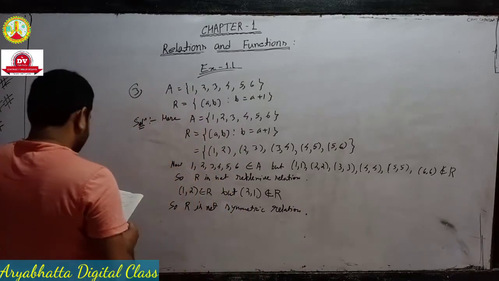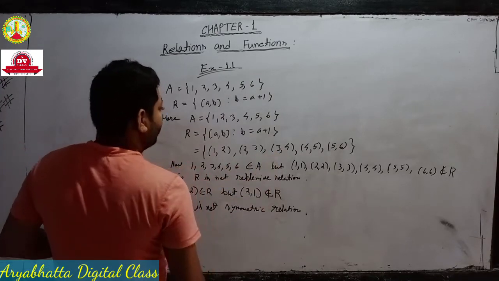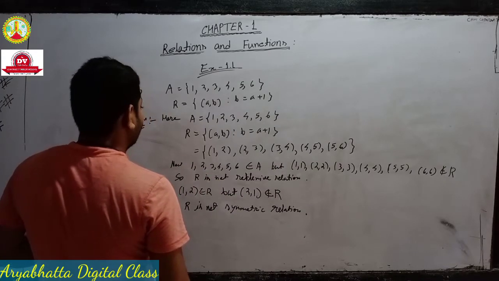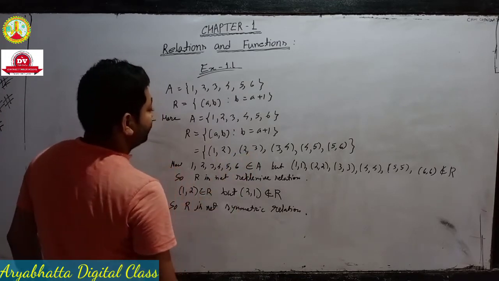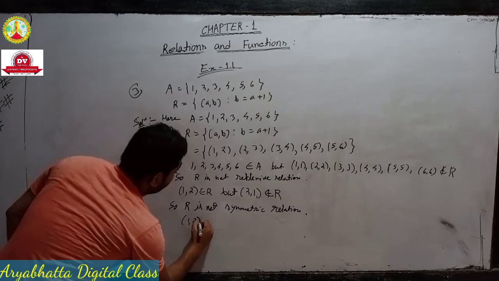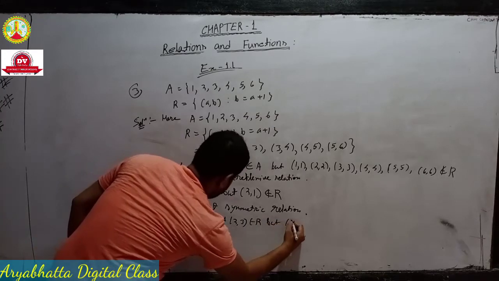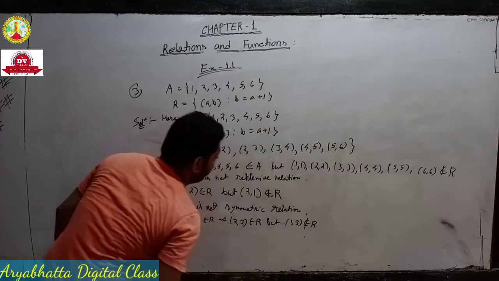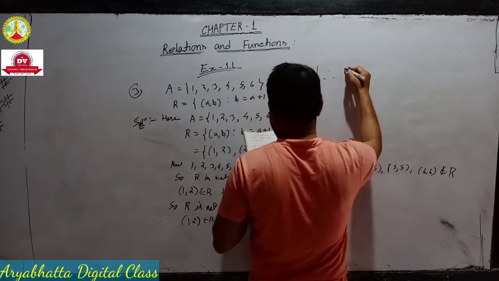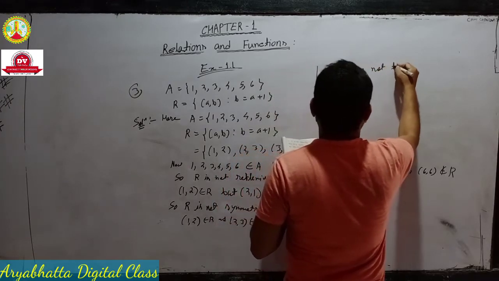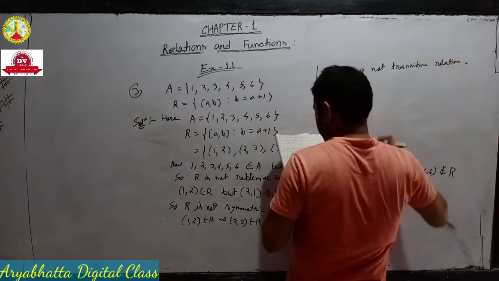Next, (3,4) belongs to R and (4,5) belongs to R, but (3,5) does not belong to R. Or (1,2) belongs to R and (2,3) belongs to R, but (1,3) does not belong to R. Therefore R is not a transitive relation.